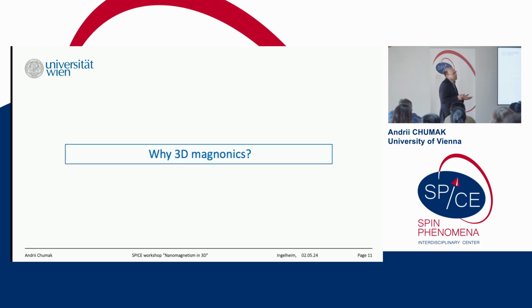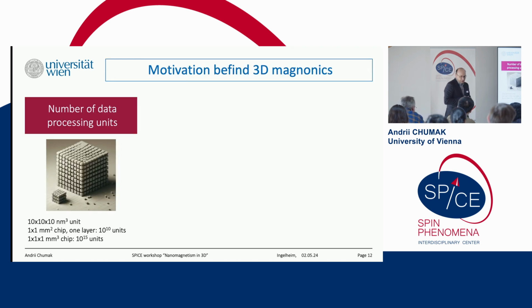And yes, as a physicist, of course, the first question when I was asked by Peter to do this job was, why 3D magnonics? What does it give us with respect to 2D? So after thinking a bit, I came to three very straightforward arguments. I don't know if you will share this opinion or not. The first one is the number or quantity of data processing units. Also, Burkard Hillebrands is a big fan of it. We discussed this during one lunch.